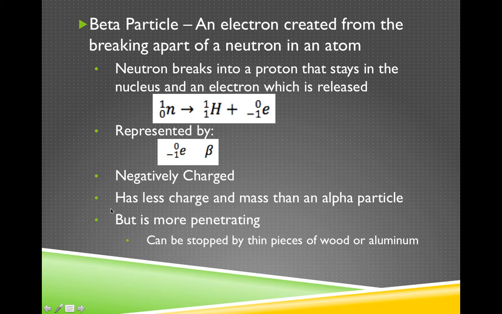It has less charge and mass than an alpha particle, so it is also much smaller, but at the same time, it is much more penetrating, which means in order to protect yourself from a beta particle, or in order to stop the radiation, you have to be stopped by pieces of wood or aluminum. So you have to have a little bit thicker of a source, and I think actually, if you want to be exact, you have to have 5 to 10 centimeters of wood.